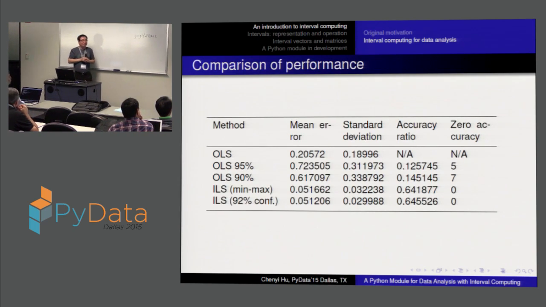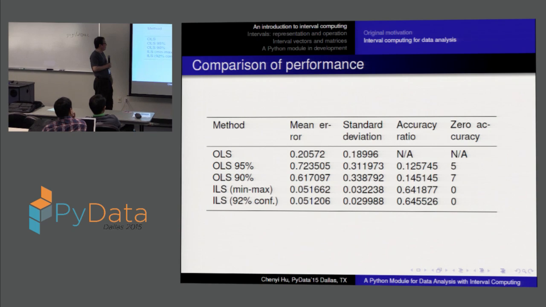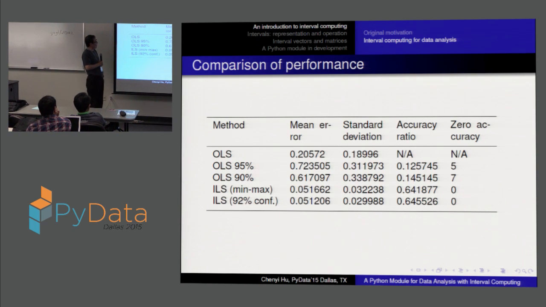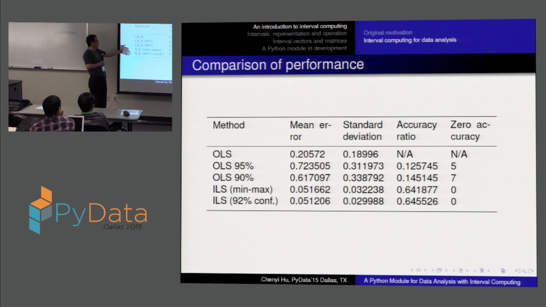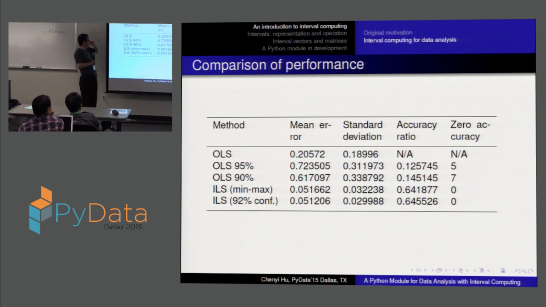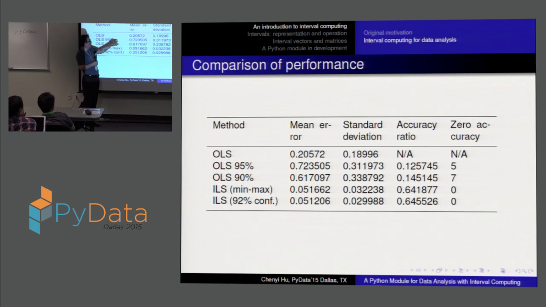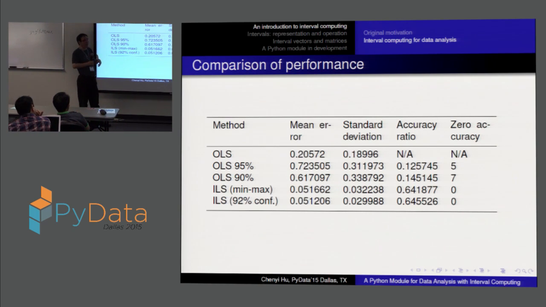So here's a summary of that example. It's the classical or traditional ordinary least square. The mean error is a normalized percent, 20%, and the standard deviation is about 19%. And if we use the confidence interval, we got an even higher error, 72%. And then we have an accuracy ratio related to the Jaccard index, to show how precise the answer is.